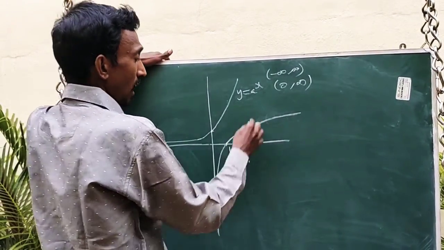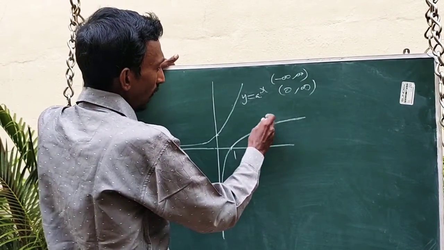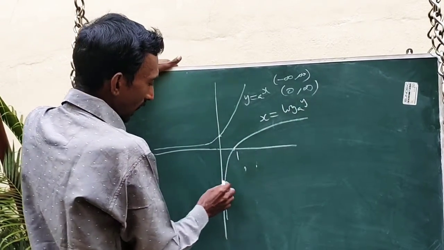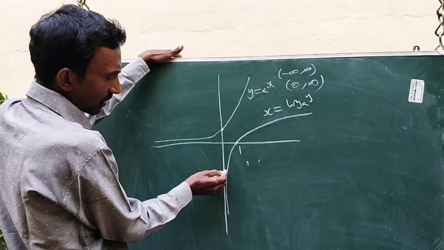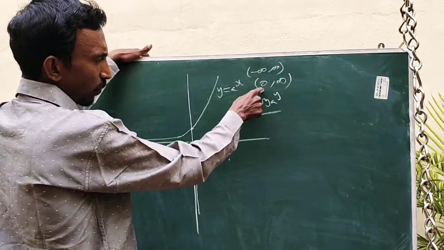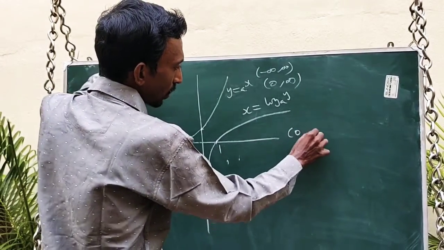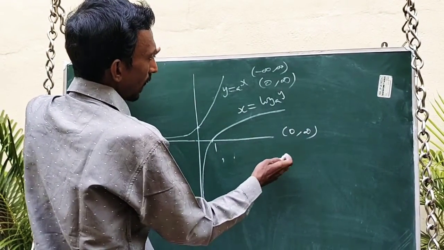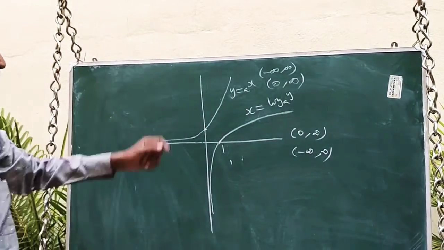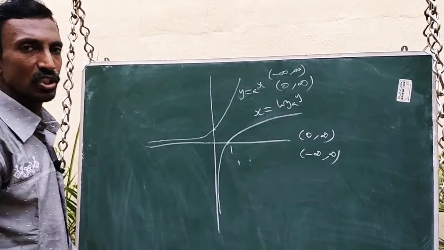Similarly, this is the logarithmic function, x equal to log y base a. Again it is not exactly 0, therefore the domain is 0 to infinity. That's why we are putting an open interval. So the domain is 0 to infinity and the range is minus to plus infinity. Just know the exact diagram and the domain and range.